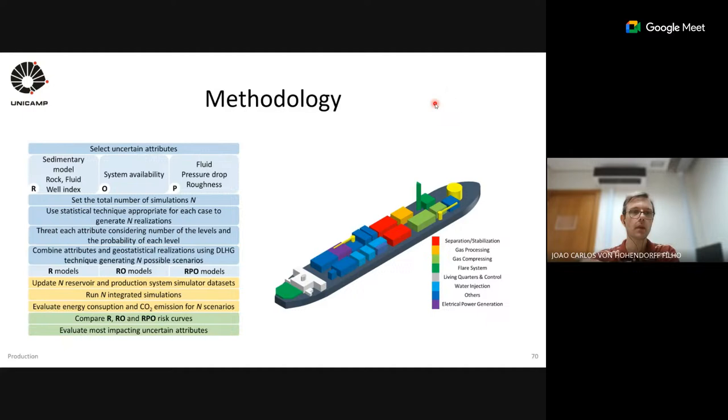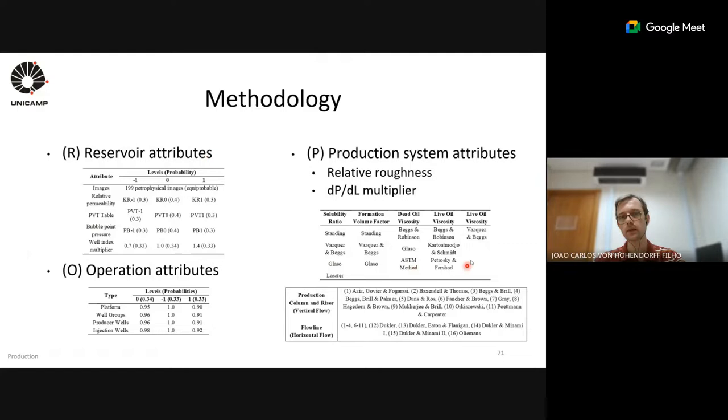And I defined some uncertainties for the reservoir, for the operation of my platform, and for my production system related to the fluid model, pressure drop model, and robustness. And I combined them: reservoir model uncertainty, reservoir and operation uncertainty, and the full uncertainties. I ran all my uncertainties here, okay, and obtained my risk curve. There's a lot of details.